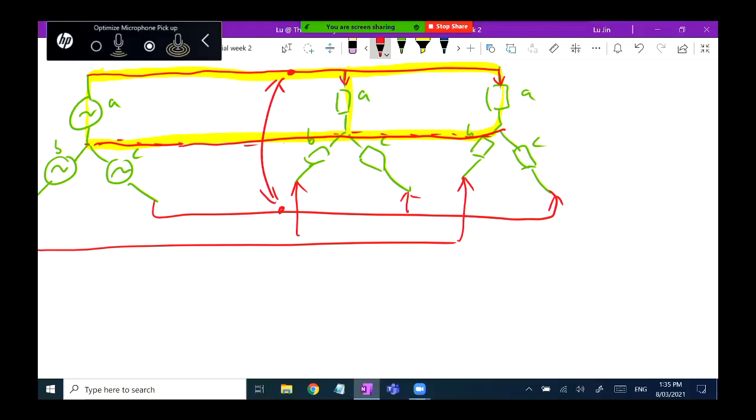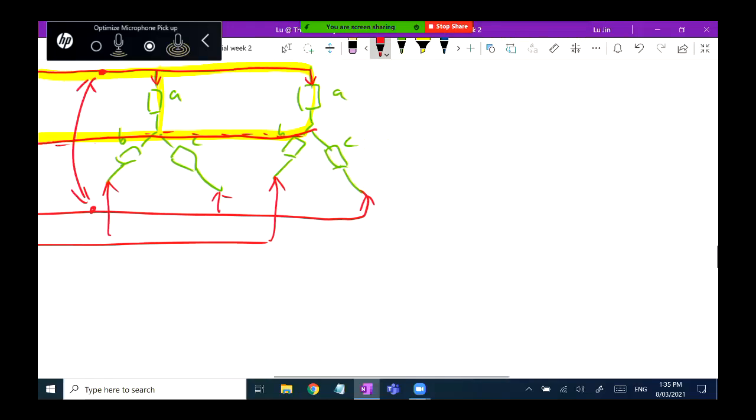But the problem is, we don't need to worry about the 3-phase problems. We want to focus on a single phase. So we can't use this line-to-line voltage directly. We have to use the features of the balanced system to convert this line-to-line voltage to a single-phase voltage by dividing the line-to-line voltage by square root of 3.